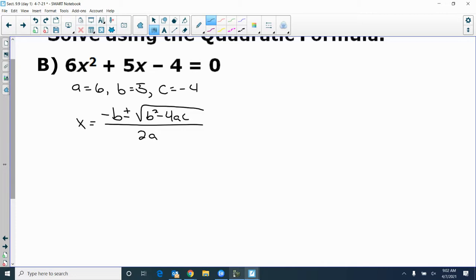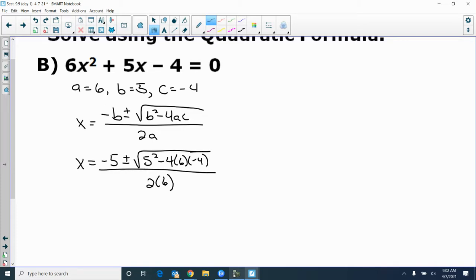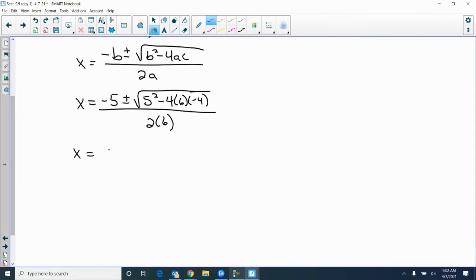It's the opposite of b. B is positive 5, so I'm gonna make it negative 5. Plus or minus the square root. B squared is 5 squared minus 4. A is 6. C is negative 4 over 2 times 6. Okay, now figure out what's that. Do not take the square root yet. Do not take the square root yet. And so just type in everything in there and see what number you get.